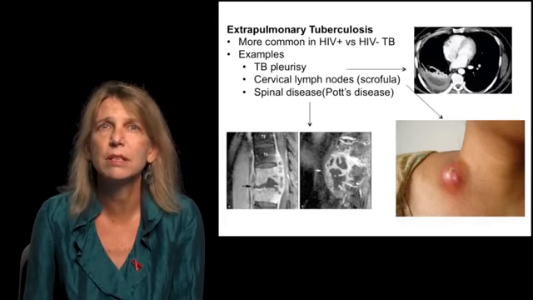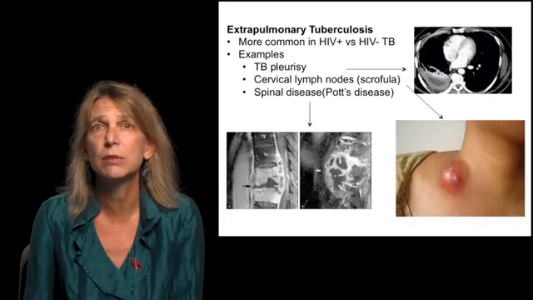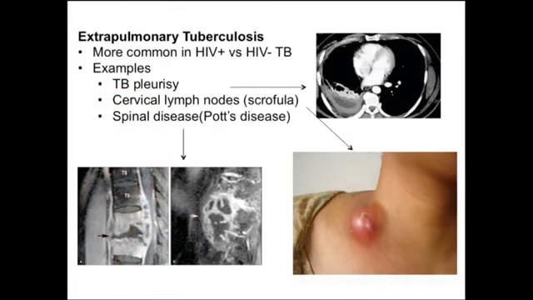Extrapulmonary tuberculosis, or tuberculosis outside of the lung, is much more common in persons with HIV compared to those without HIV who have tuberculosis. Some of the examples of extrapulmonary tuberculosis, as shown in the pictures here, include TB pleurisy, cervical lymphadenopathy, shown here, also referred to as scrofula, and spinal disease, or Pott's disease.